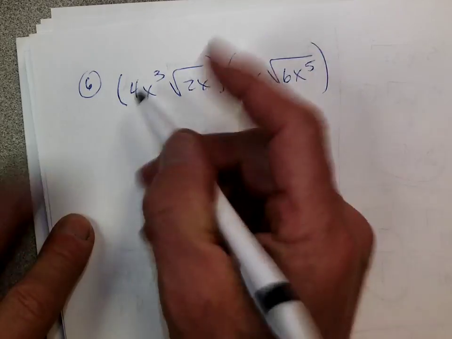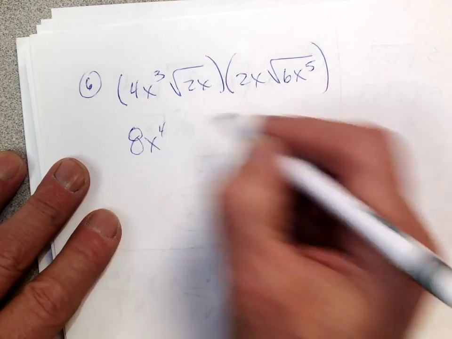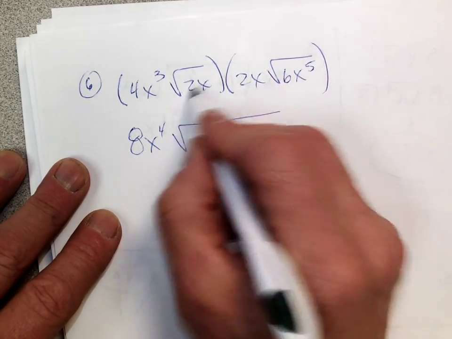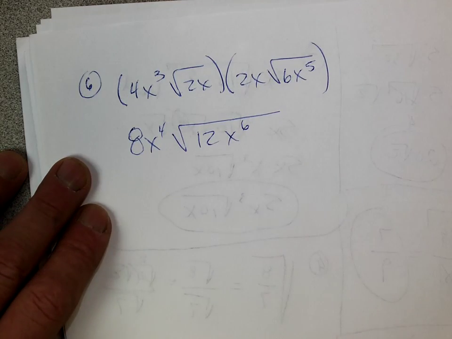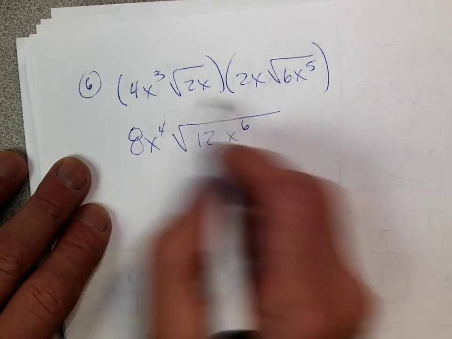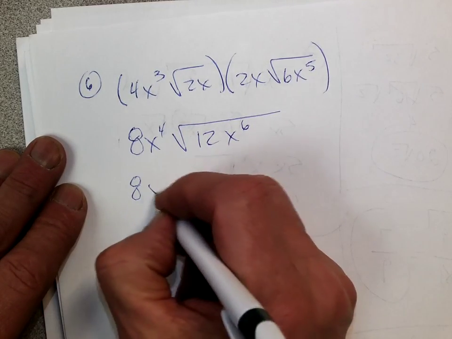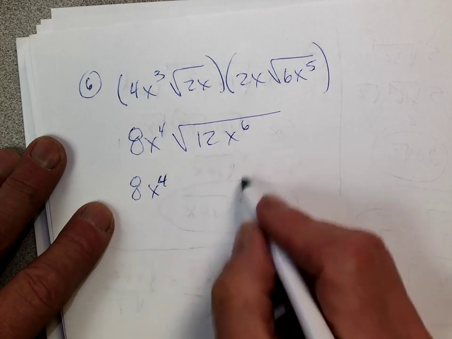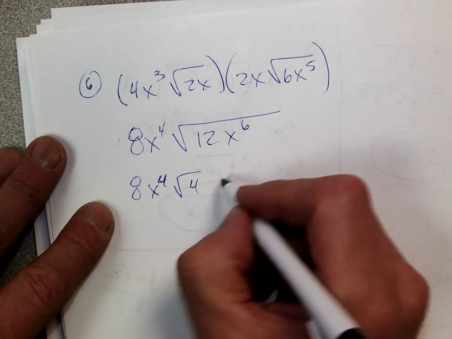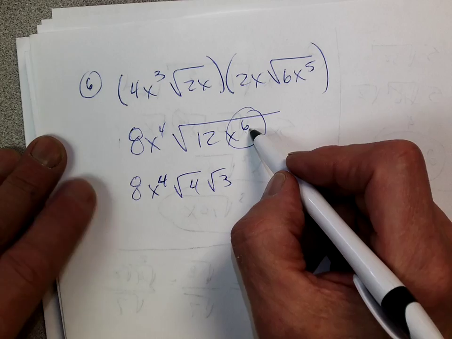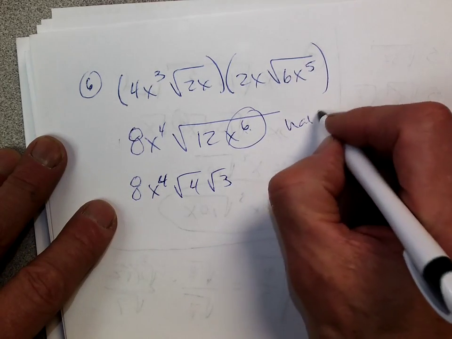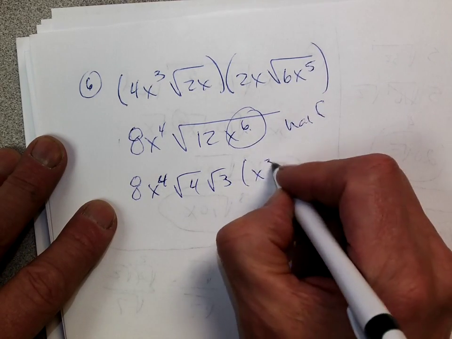So we'll get a 8x to the 4th, square root of a 12x to the 6th. Leave the 8x to the 4th alone. It's on the outside. 8x to the 4th. And I'll break up the 12. 4 and 3. And I'm going to take half of this. If it's an exponent, I take half of it. So I'll just make it an x to the 3rd.